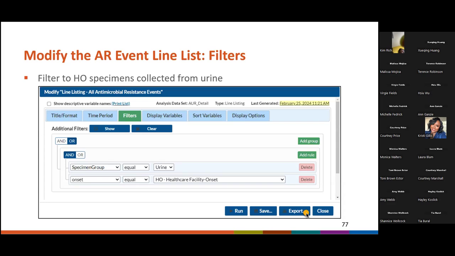Next, we want to filter to just hospital onset isolates identified from urine specimens. So select specimen group as a variable and use the equal operator. Use the drop-down menu to select urine. Select onset as another variable and use the equal operator, and then select healthcare facility onset. Then we will click Export to export the data into Excel.